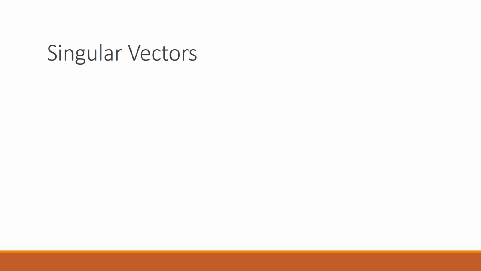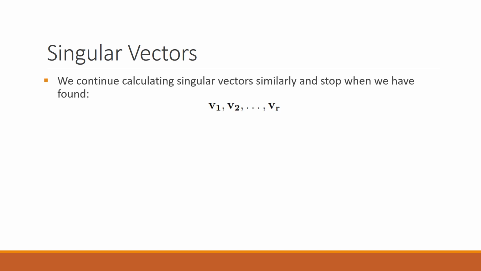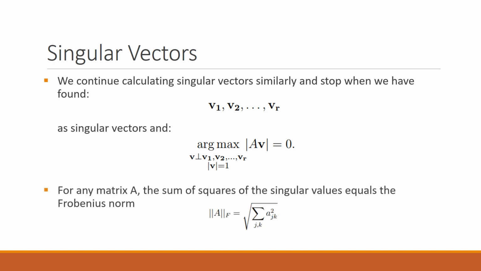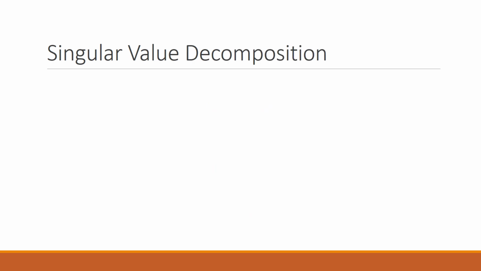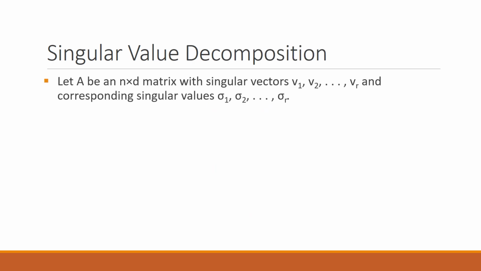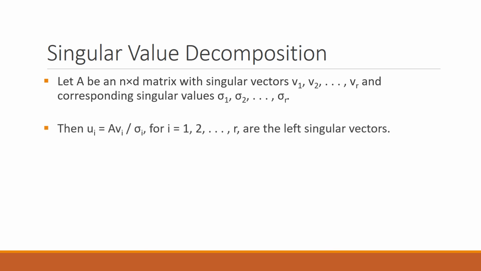We continue calculating singular vectors similarly and stop when we have found v1 to vr as singular vectors such that further application of this computation returns only the zero vector. r will be the rank of matrix A. For any matrix A, the sum of squares of the singular values equals the Frobenius norm of the matrix. Let A be an n cross d matrix with singular vectors v1 to vr and corresponding singular values σ1 to σr. Then ui equal to Avi by σi for i equal to 1 to r are the left singular vectors. Then the SVD of A is given by A equal to the sum over i equal to 1 to r of σi ui vi transpose.